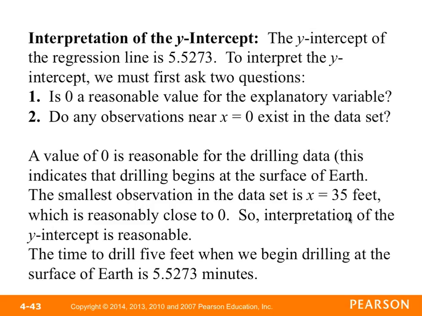So that means that the time to drill 5 feet when beginning drilling at the Earth's surface was 5.5273 minutes. So it makes sense for us to write this interpretation because 0 is a reasonable value for the explanatory variable and observations near 0 actually do exist in the data. But if that was not the case for either of these questions, then we would not want to interpret the y-intercept.